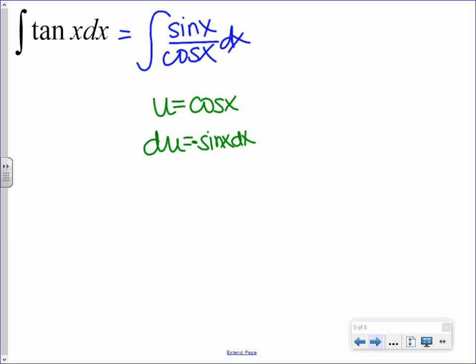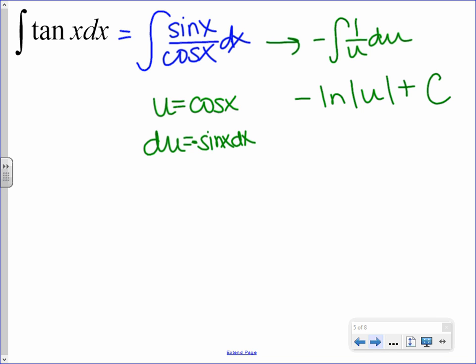Okay. So what we have is negative the integral of 1 over u du. And some of you can even write the answer from here, right? But we'll go step by step. Negative natural log of the absolute value of u plus c. So the antiderivative for tangent is negative natural log of the absolute value of cosine plus c. We got one.